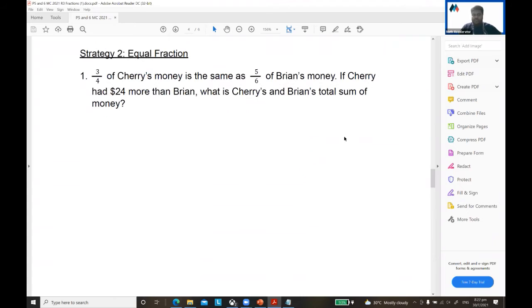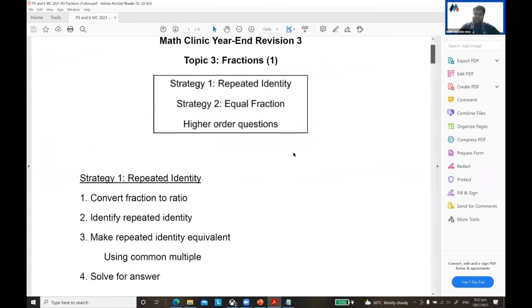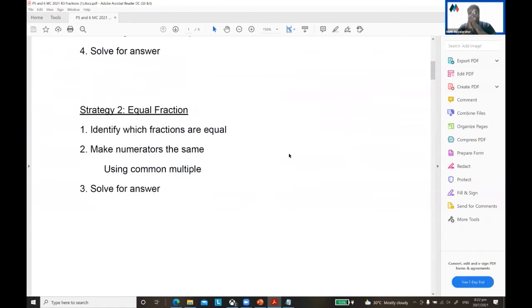Okay, now let's go to strategy number 2. Equal fractions. All right, so for strategy number 2, what we're going to do is identify the fraction that is equal. It's the first step. The second step is to make the numerator the same, not the denominator, but the numerator. And then lastly, we will solve for the answer.